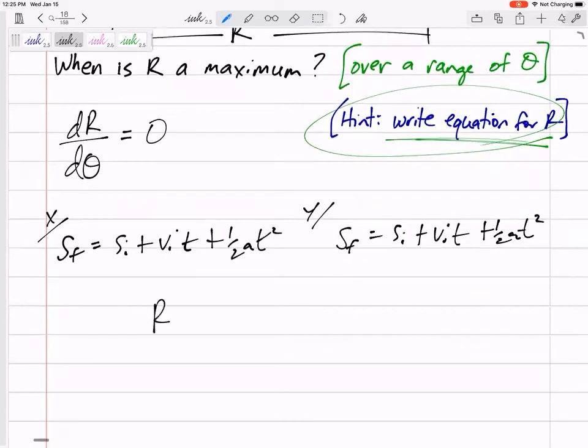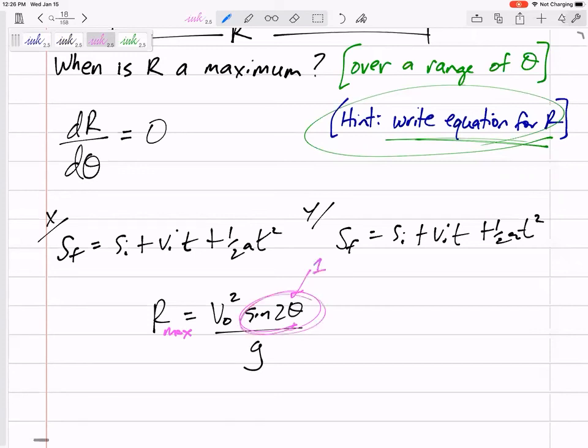We would get R is V initial squared times sine of 2 theta over G. And so when would this be a maximum? When theta is equal to 45 degrees, right? Because sine goes between -1 and 1. And so the maximum that this term could be is 1. So the maximum is V squared over G.